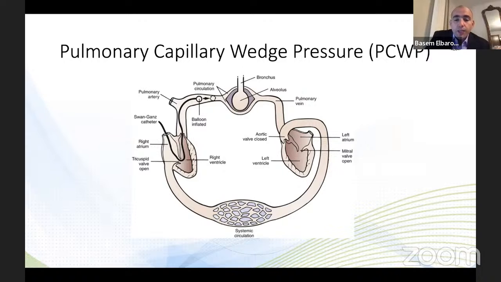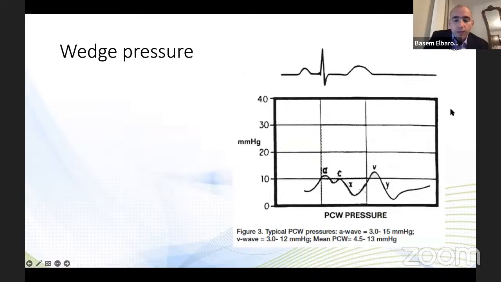However, if we wedge a balloon into the pulmonary artery, the tip of that balloon beyond the occlusion is now in continuity through the pulmonary arteries, capillaries, and pulmonary veins into the left atrium. So you can actually measure the left atrial pressure from here once you've wedged the balloon in and blocked the pulmonary artery flow or pressure waveform. So this is what a wedge pressure would look like.